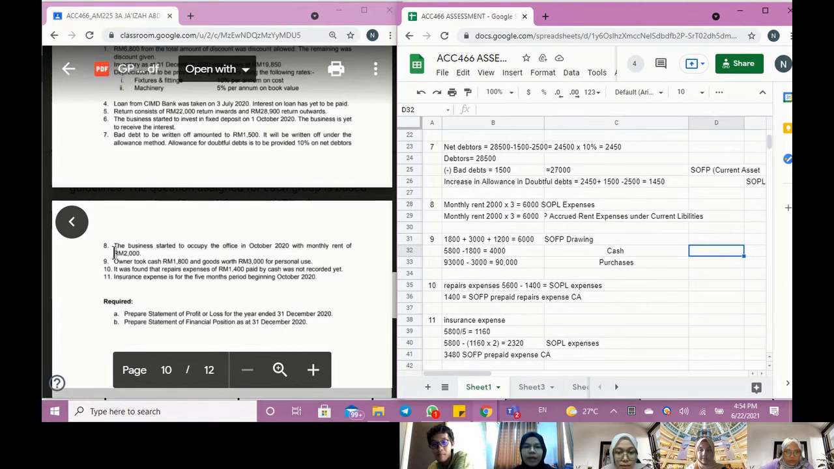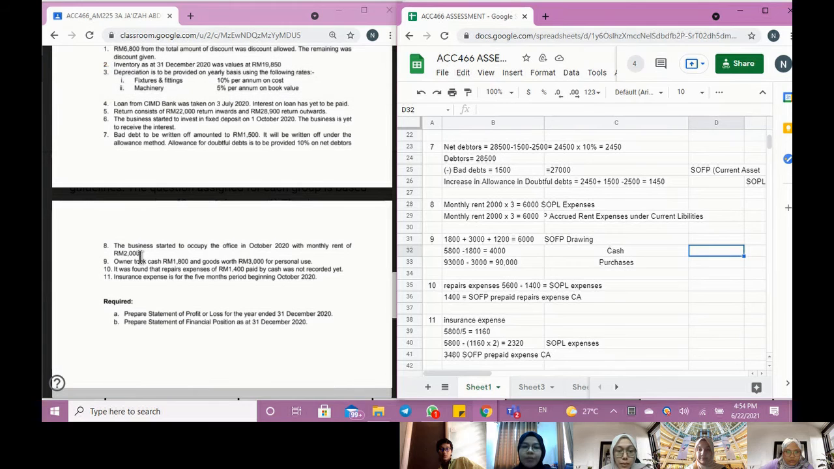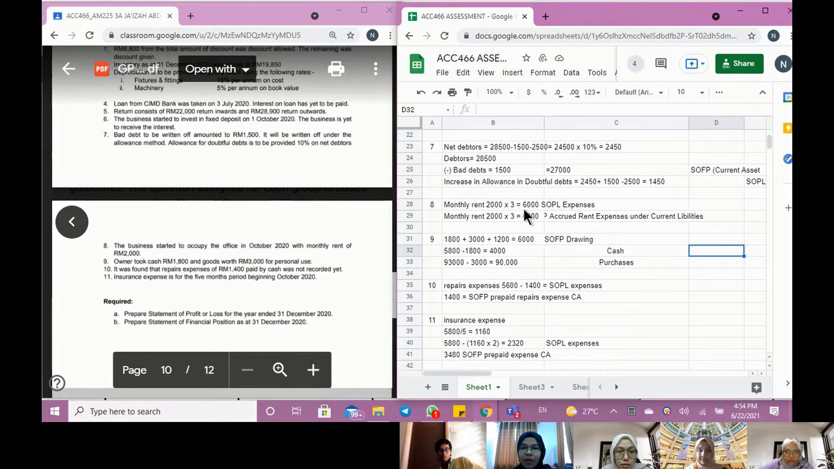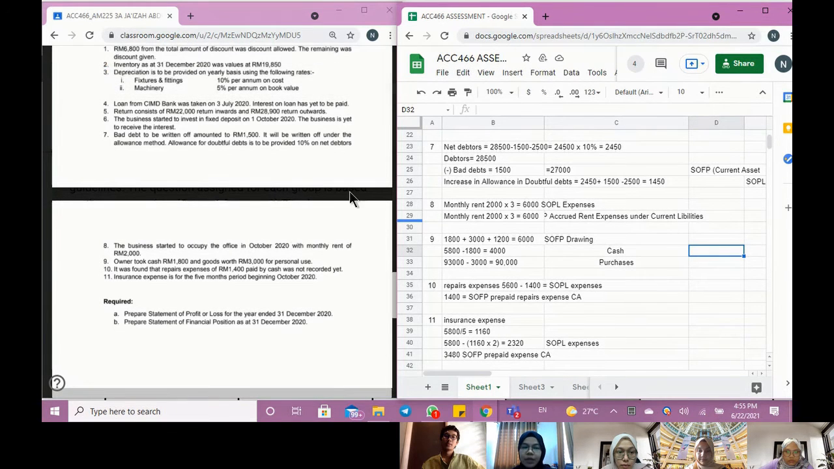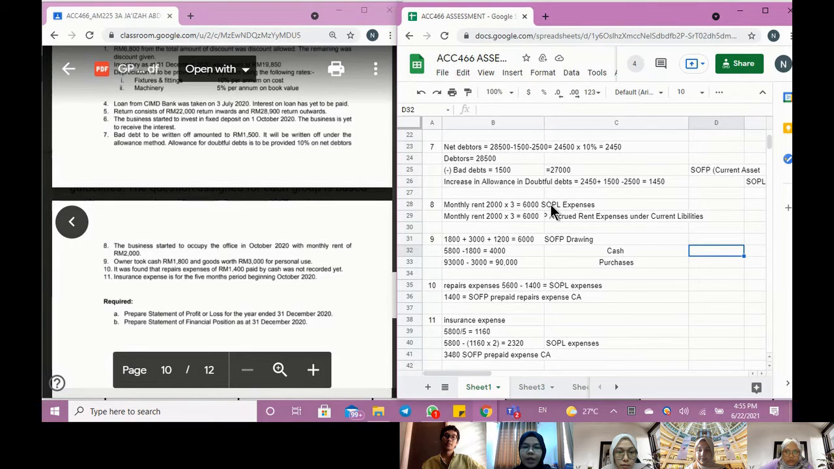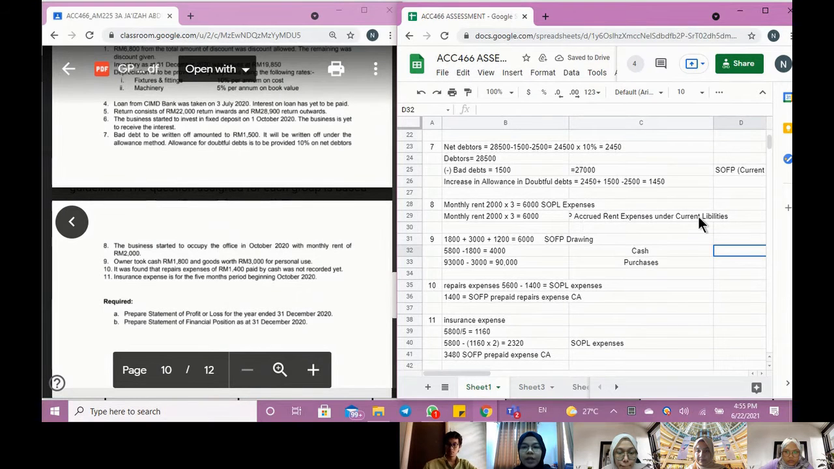So next, for question number 8, the business started to occupy the office in October 2020 with monthly rent of 2,000. So 3 months multiplied by 2,000 ringgit of monthly rent. Why 3 months? Because it started in October, November and December. So it is under expenses on the statement of profit or loss. Then in the statement of financial position, 3 months multiplied by 2,000 ringgit affects current liabilities as accrued rent expenses.